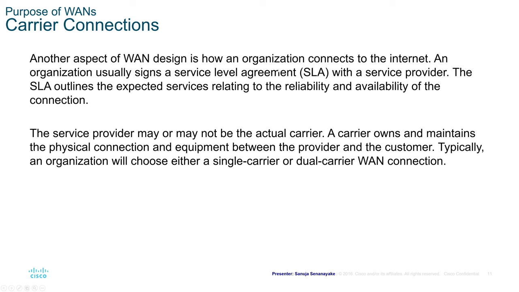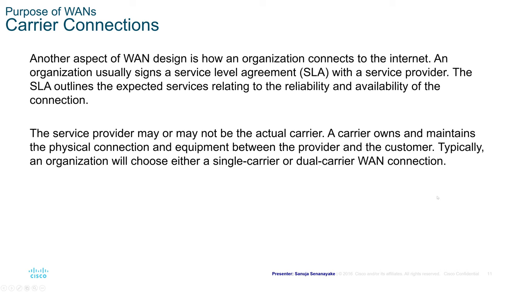So if you are working for a company, they might have an SLA with the internet service provider, ISP, that would define how reliability and availability of that connection will be handled. The service provider may or may not be an actual carrier. A carrier owns and maintains the physical connection and equipment between the provider and the customer, right? Typically, an organization will choose either a single carrier or dual carrier WAN connection.